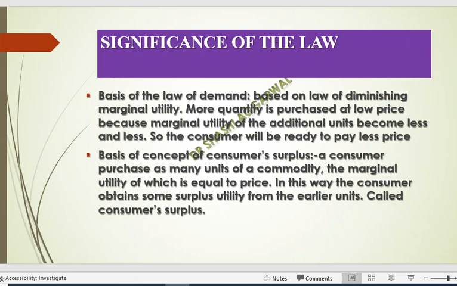It is also the basis of consumer surplus. A consumer purchases as many units of a commodity until the marginal utility is equal to price. In this way, the consumer obtains some surplus utility from the earlier units, which is known as consumer surplus.